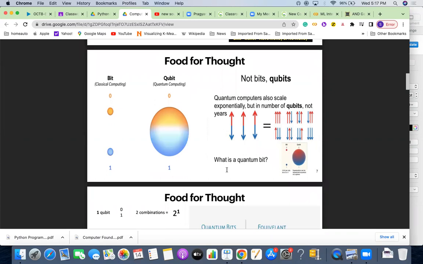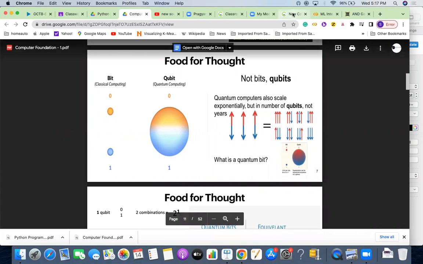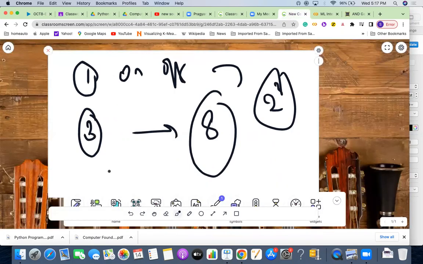It may not be using binary. If it is holding 4 states, it will not be using binary, it will be using quaternary. If it is holding 8 states, you will be using the octal system. Is it clear?